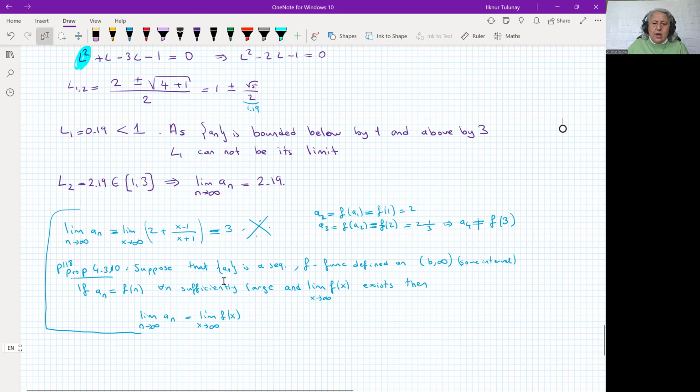The proposition says that if you have a sequence, f is a function defined on this interval, a_n is equal to f(n) for n sufficiently large, and the limit exists, then the limit of a_n is equal to the limit of f(x) as x goes to infinity. This proposition cannot be used for this case because this requirement fails. You cannot use this proposition because it fails. Okay, so this is one of the questions that I faced. So that's an explanation of it.